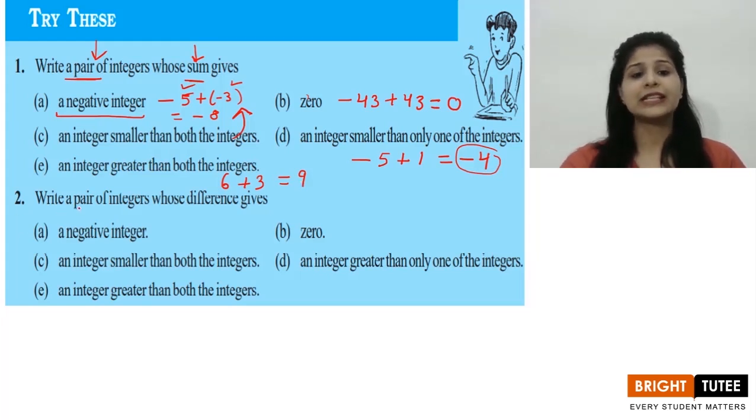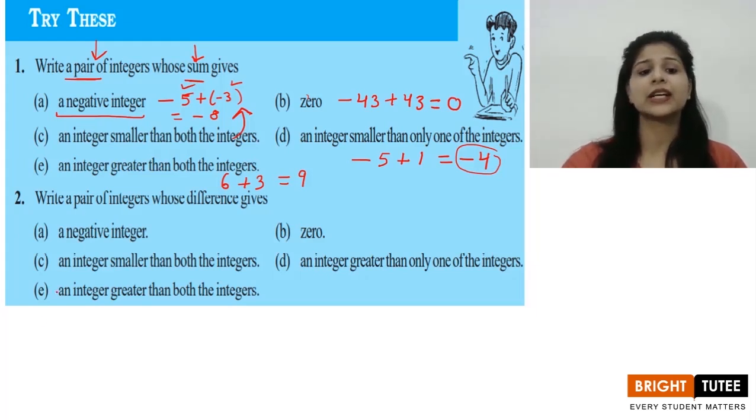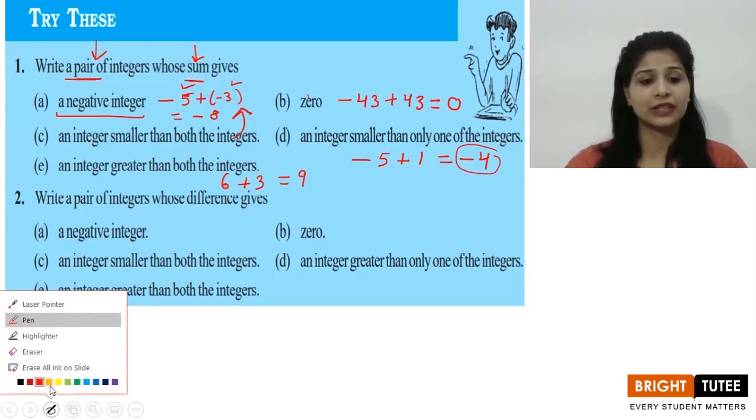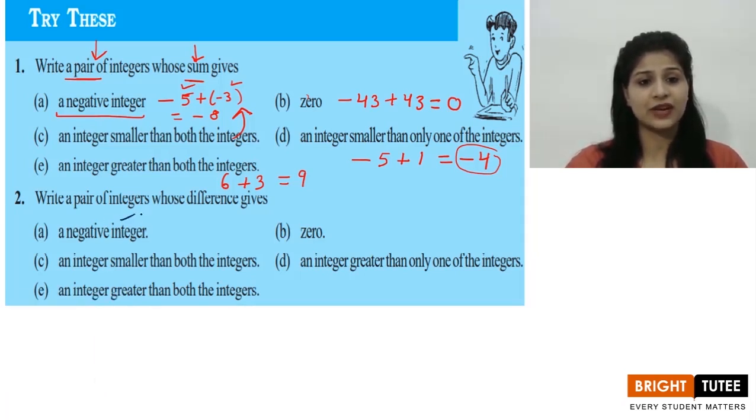Okay. Let's do the second question now and think a little bit more carefully in this one. Okay, so what are they asking us? First one is a negative integer. A pair of integers whose difference gives a negative integer. So you have to tell two integers, and when you are subtracting them, you are getting the answer as a negative integer. So if I say you have minus 5 and 3.